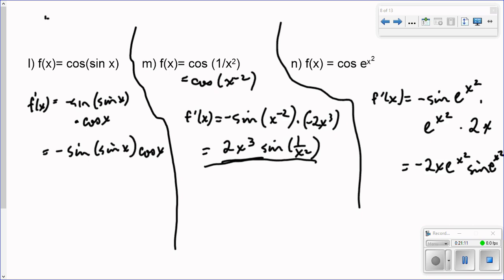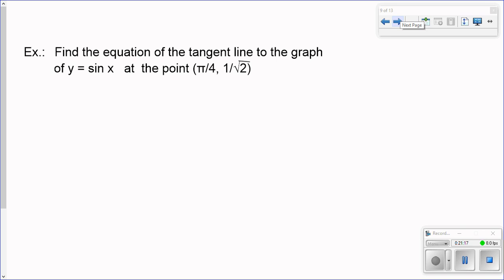All right, crazy. Let's keep going here. I'm just going to double check that one. That looks good. All right, let's do an equation of a tangent line question.